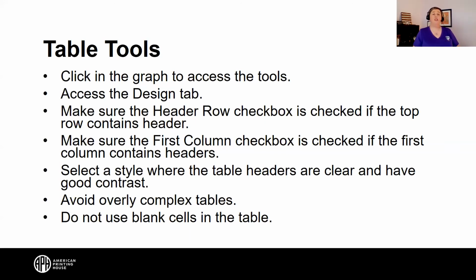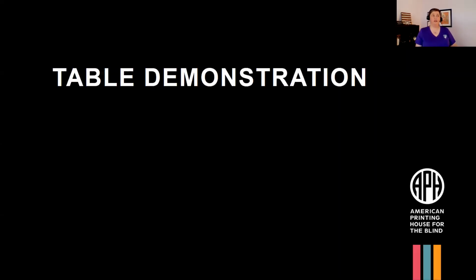The other rule of thumb is do not use blank cells in the table. Use a hyphen, use a star, use something to indicate there is something there, but there isn't something there, so that it is not a person thinking that their screen reader is skipping over good information that they couldn't access. So, ready for your table demonstration?